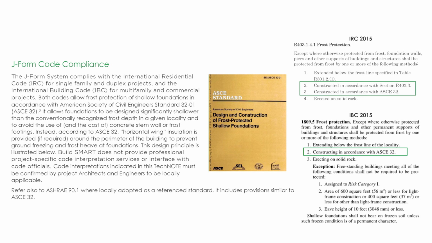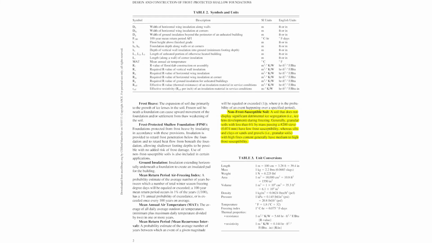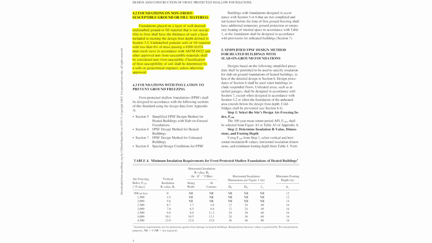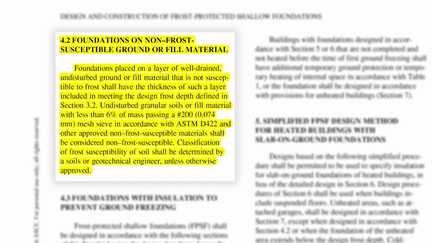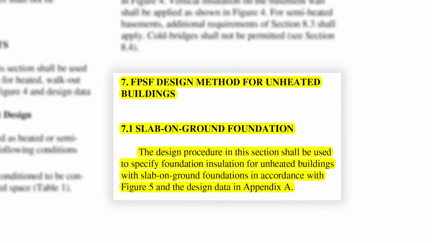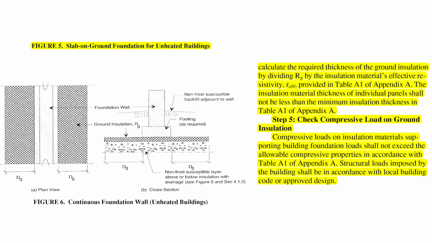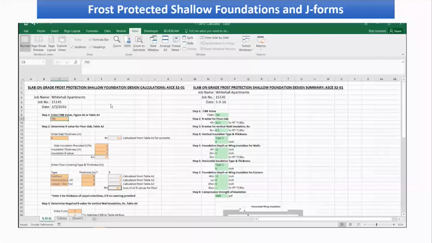So we actually went through the ASCE 32. We went through and we highlighted all the relevant sections that pertain to the shallow footings and the J-forms. We went through and we highlighted all these sections that pertain to what you're trying to accomplish with the J-forms, all through these sections in the ASCE 32. We devised a calculator. It's a slab on grade calculator.